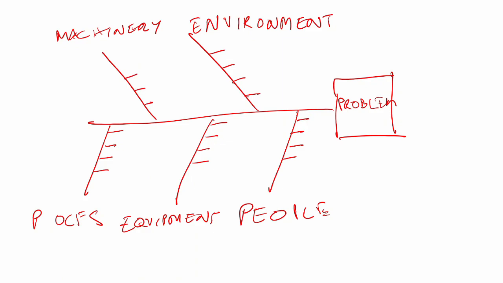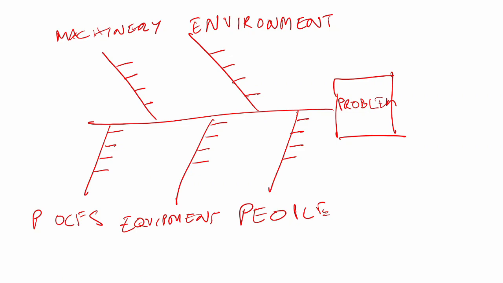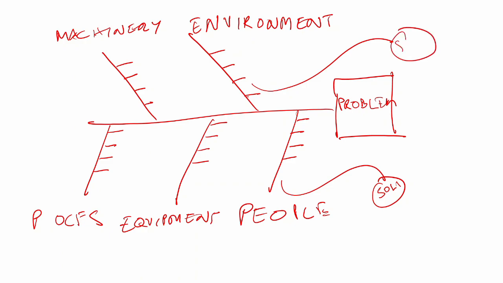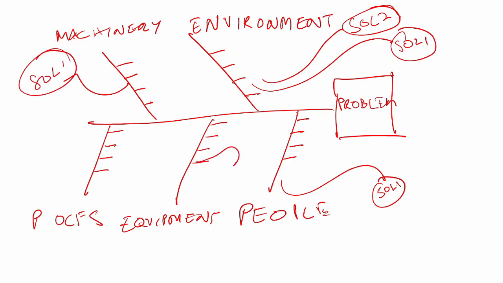Why is it that people is an issue? Or why is it that process is an issue? Or why is it that equipment is an issue, and so on and so forth. And then you try to find solutions for each of these causes, right? How are you going to solve the people problem? Or how are you going to solve the equipment problem? Or how are you going to solve the process issue, and so on and so forth. And that's how you basically do root cause analysis using the Fishbone technique.